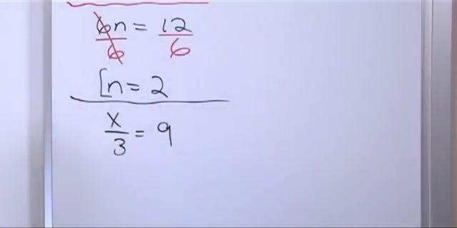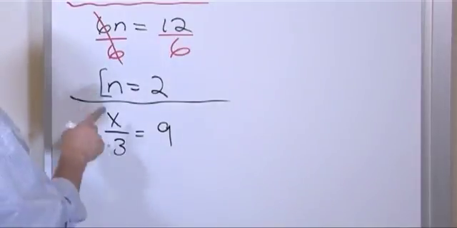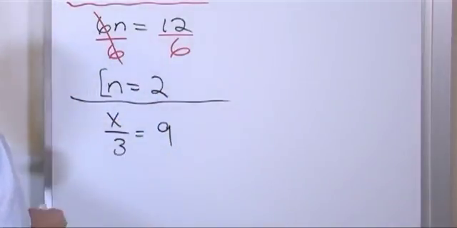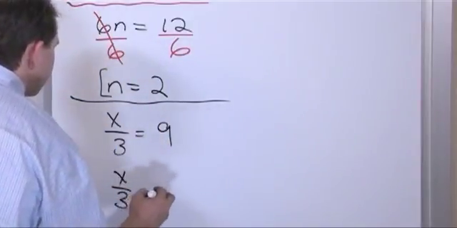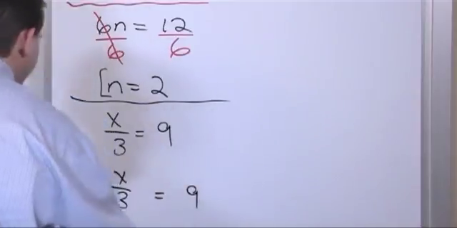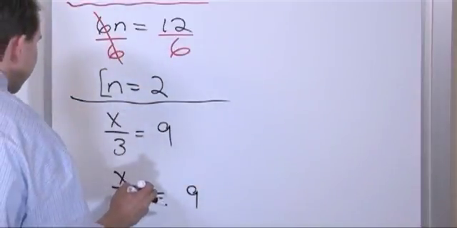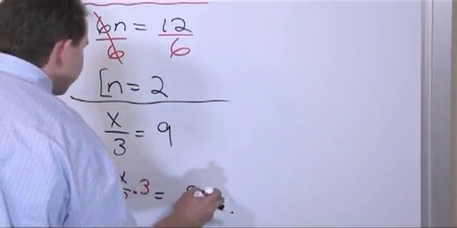And again, I want to get x by himself, but here I've got division going on. The opposite of division is multiplication. So I can, again, work with this. Let's do x over 3 is equal to 9. But I can multiply both sides. I can multiply by 3, and I can multiply by 3.